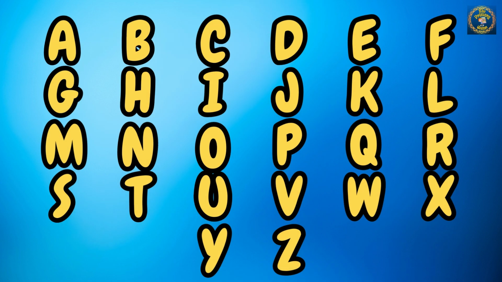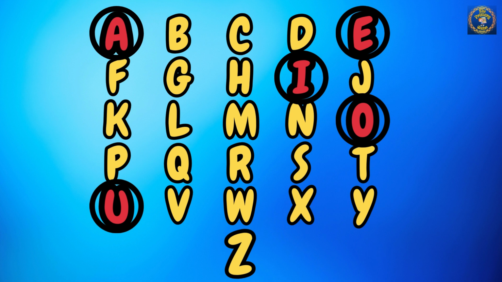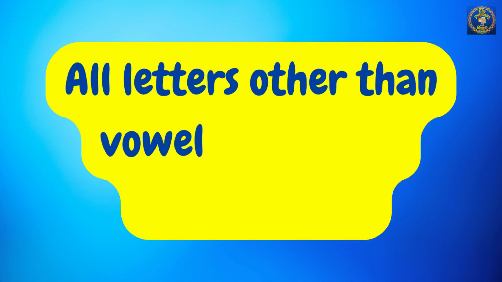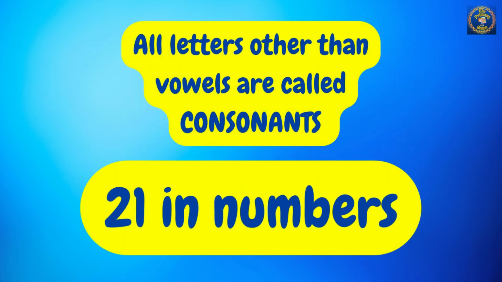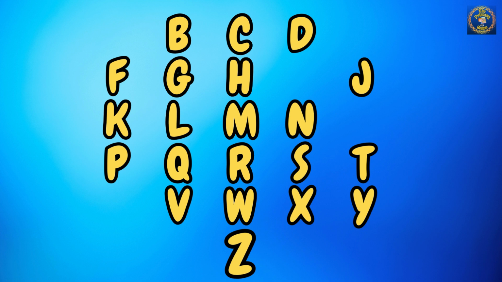There are 26 letters in the English alphabet family, out of which we have 5 vowels, which are the letters A, E, I, O, and U. All the letters other than the vowels are called consonants, which are 21 in number, and they are B, C, D, F, G, H, J, K, L, M, N, P, Q, R, S, T, V, W, X, Y, and Z.